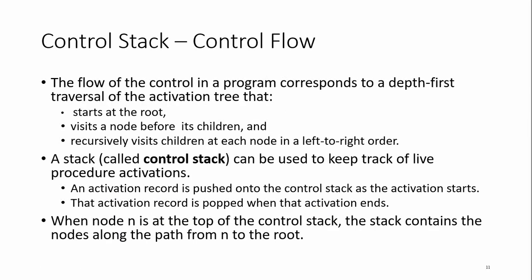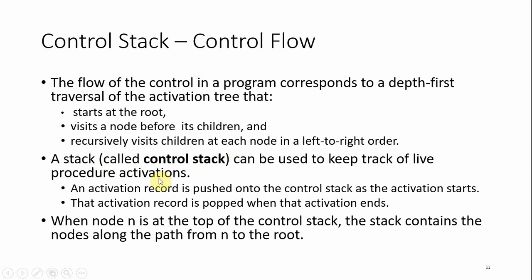Apart from these two, we will be using a control stack to know the flow of control. The flow of control corresponds to a depth first search, which means we start from the root of the activation tree, go to its left child, and explore based on depth first search. In depth first search, we visit the left child, and then the root and the right child.